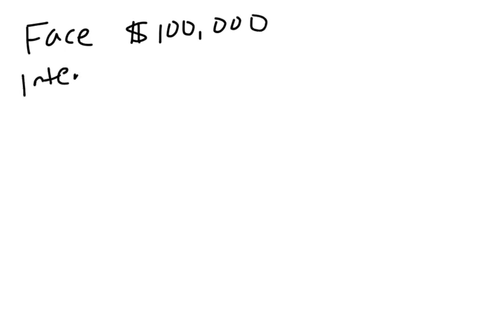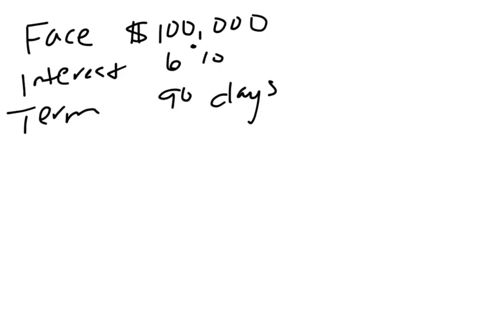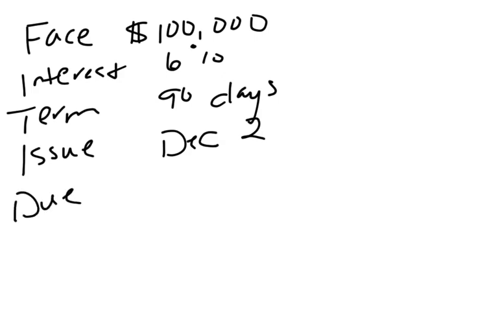Let's assume that we have a note, and this note has the same face: the face is $100,000. The interest is 6%. The term is 90 days. And the issue date now, here's where we're changing something. The issue date is December the 2nd. Okay? So, when is this due? Still 90 days.